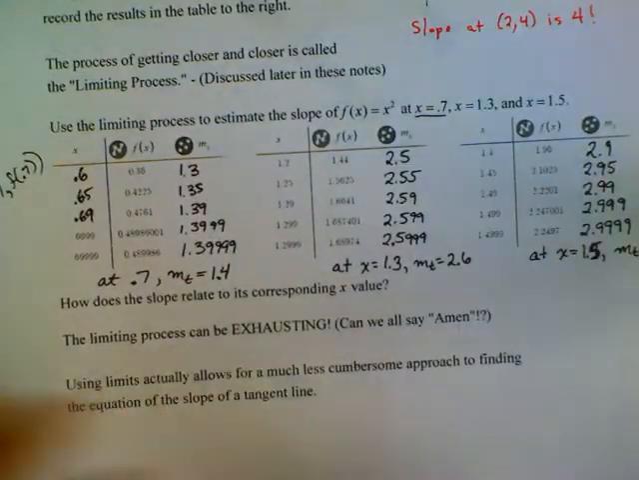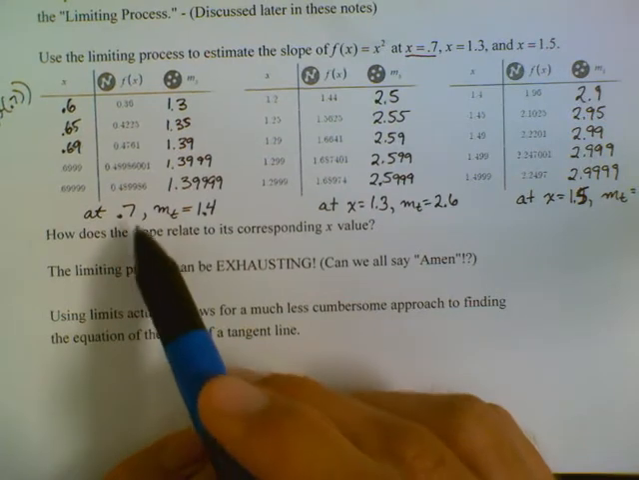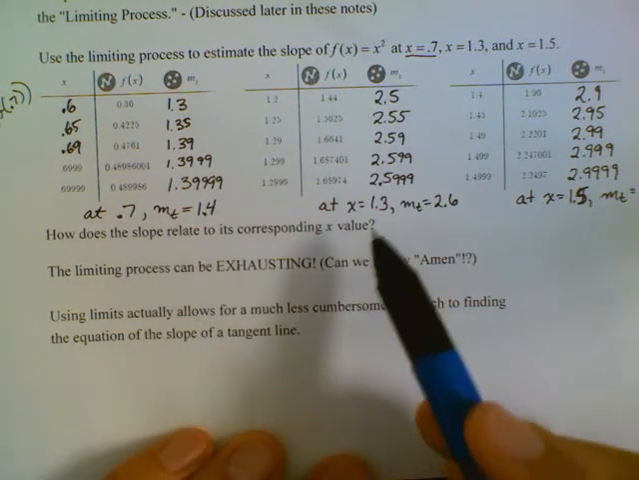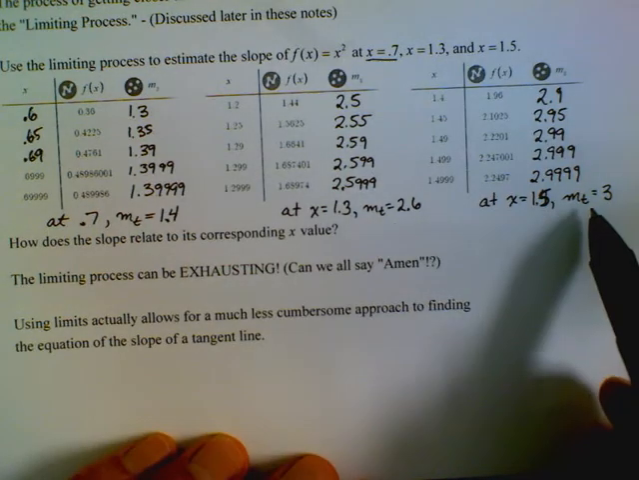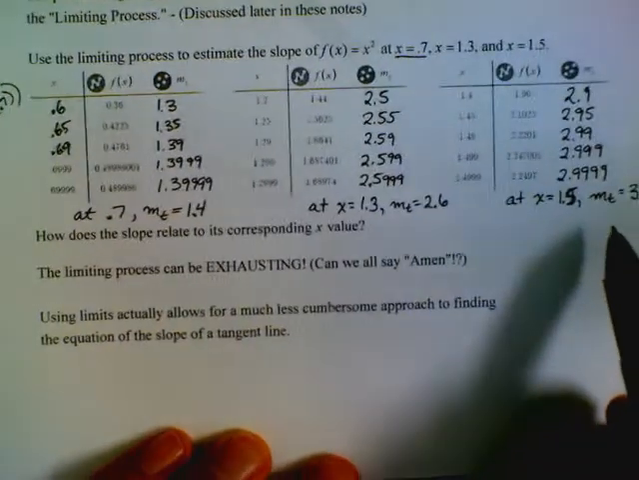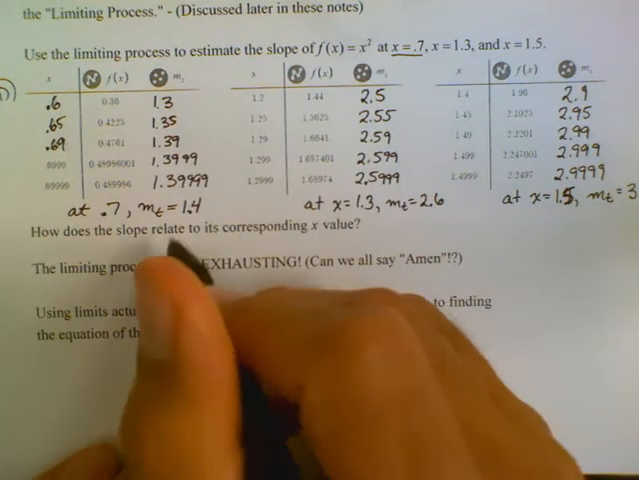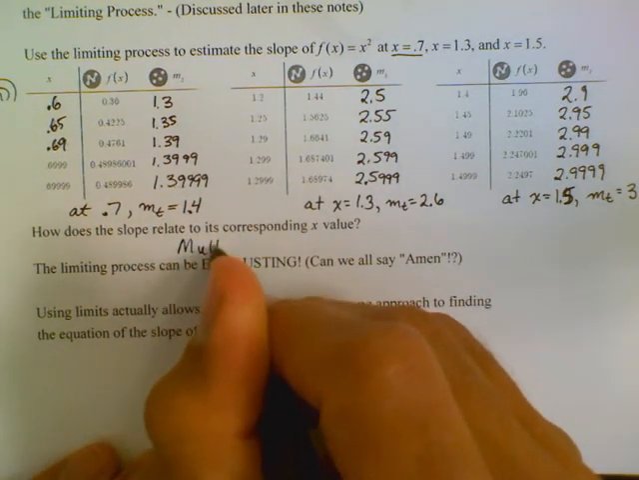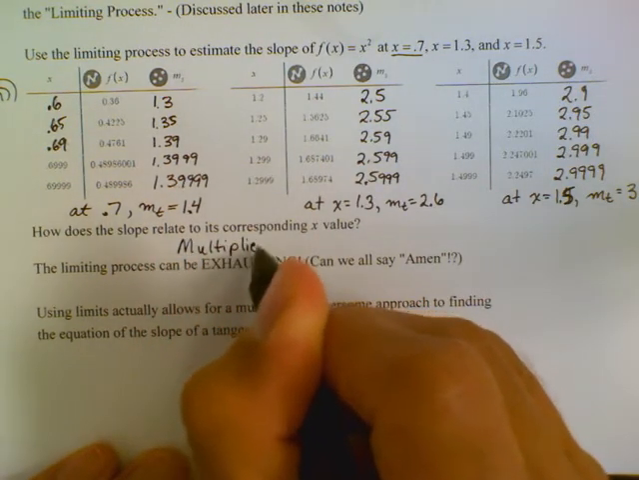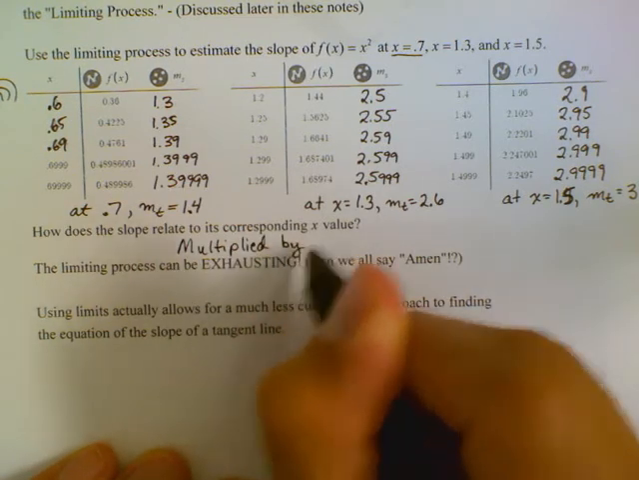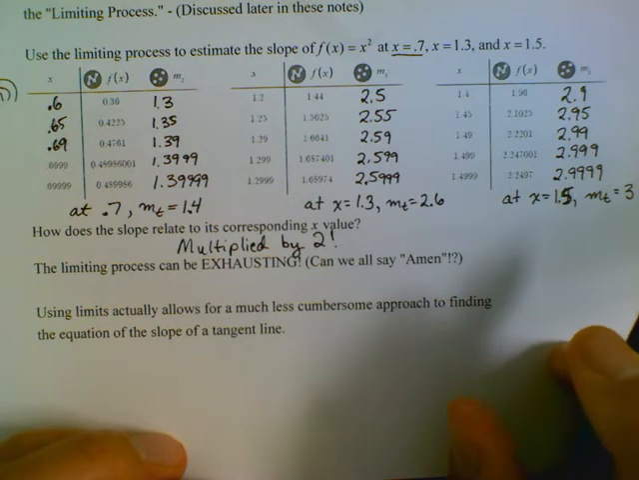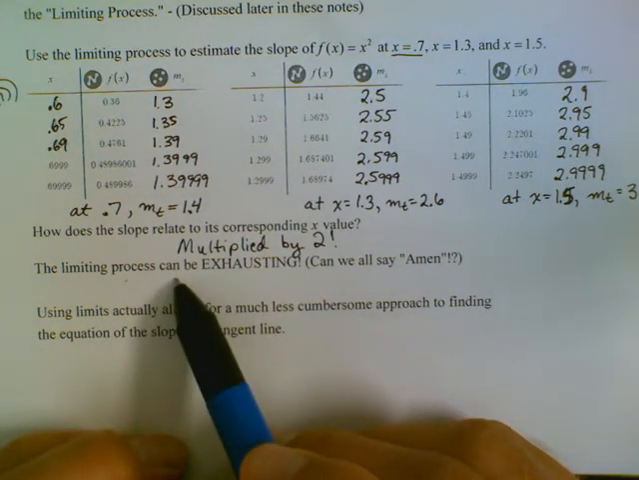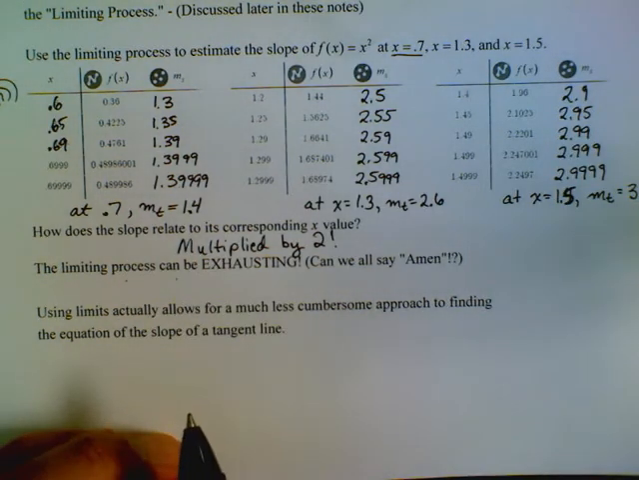Now, how does the slope relate to its corresponding x value? Well, 0.7 and then 1.4, 1.3, 2.6, 1.5, and 3. Oh my goodness, it's just multiplied by 2, right? Multiply by 2. So that's kind of an exciting result, but the limiting process itself can be exhausting, right?